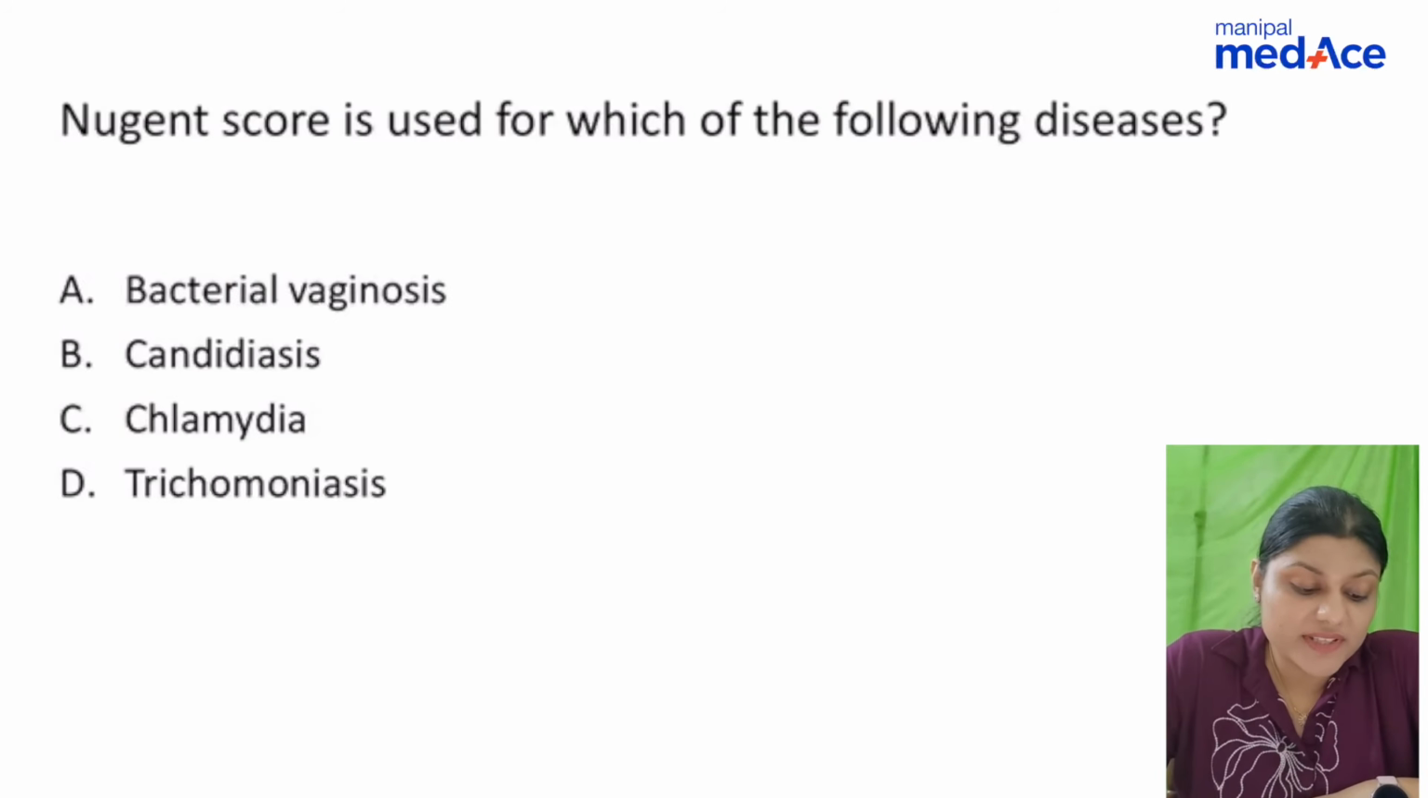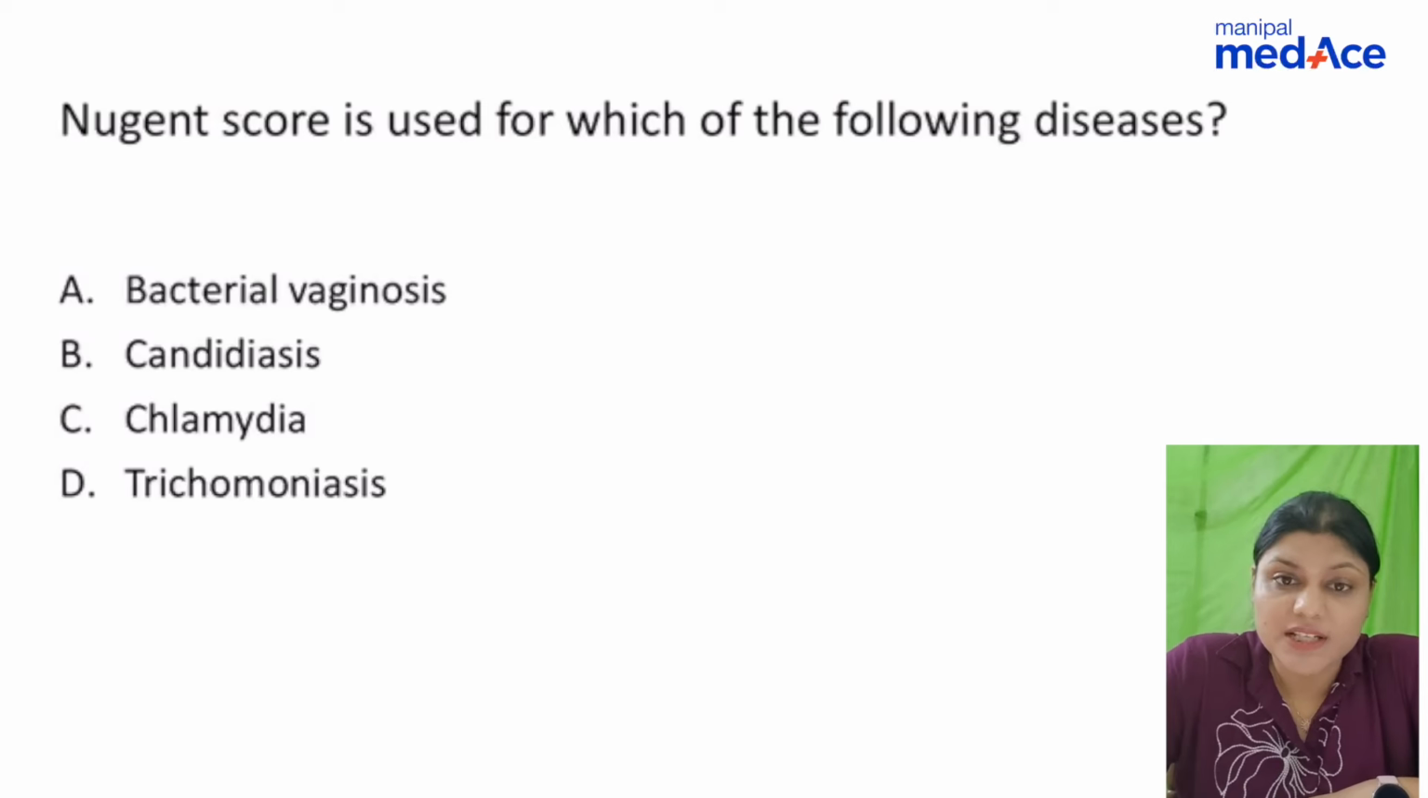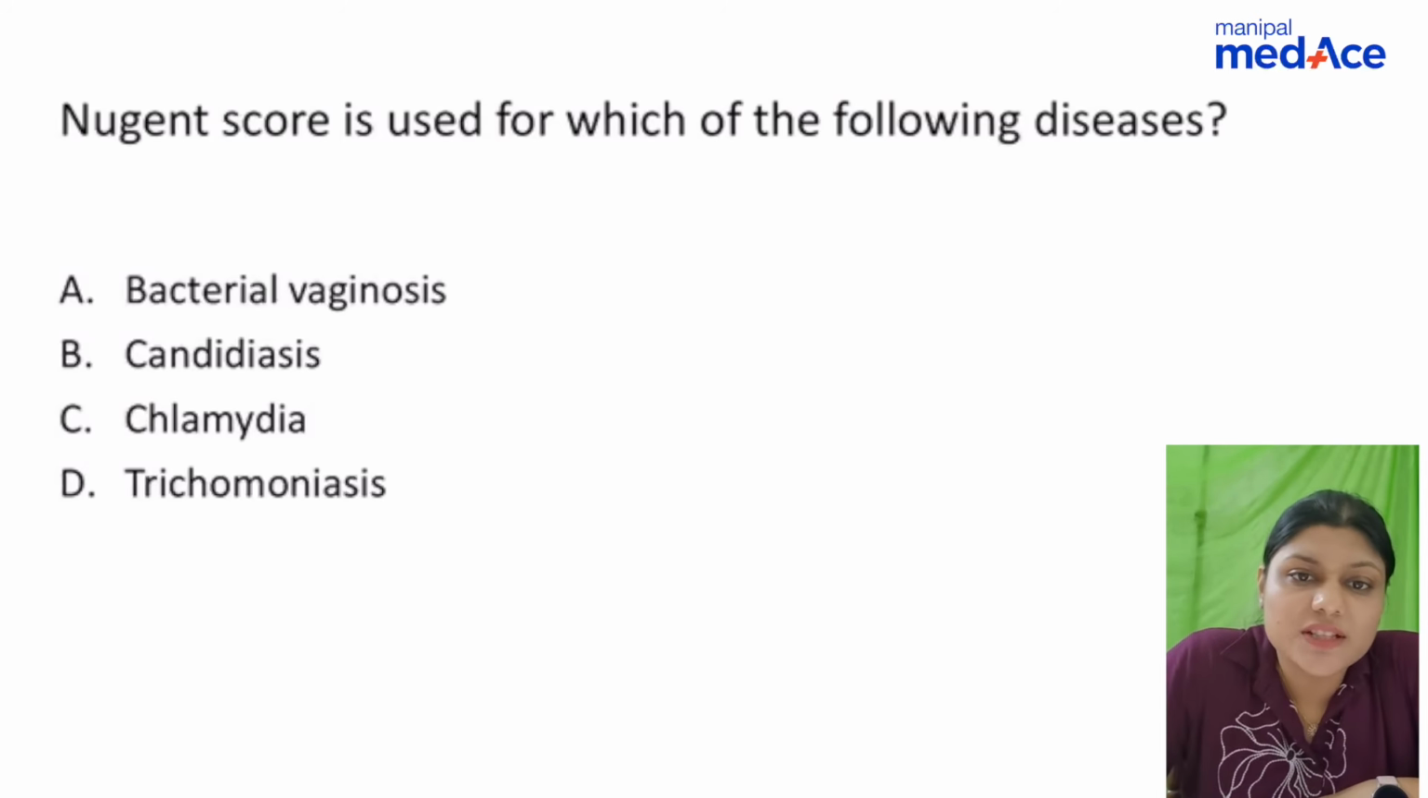So the next question is, Nugent score is used for which of the following diseases? Bacterial vaginosis, candidiasis, chlamydia or trichomoniasis. So Nugent score is used to scale the presence of vaginal microflora, especially lactobacilli. Normally the score is 0 to 3 because of presence of lactobacilli. But in bacterial vaginosis, there is bacterial imbalance.